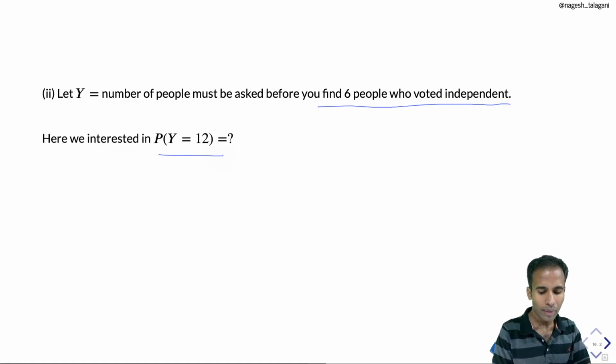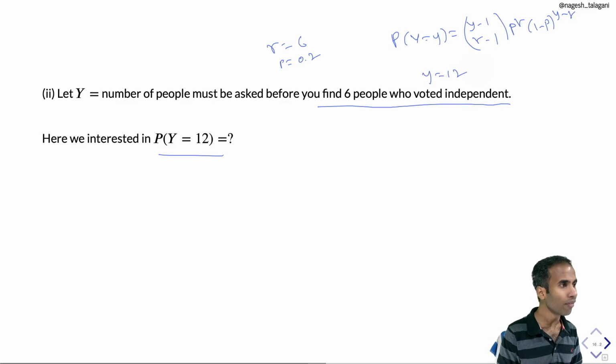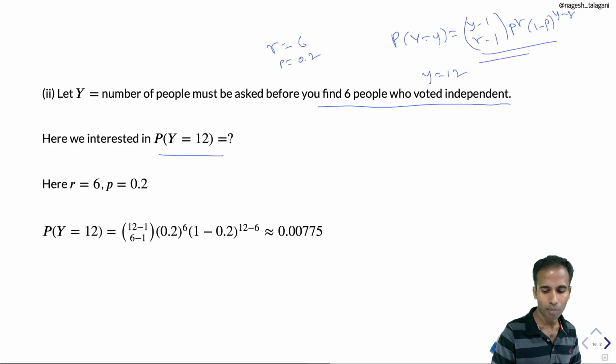Here r equal to 6, p equal to 0.2. Here we know that the PMF of Y is going to be, probability of Y equal to y is what? y minus 1 choose r minus 1, p to the power r, (1 minus p) to the power y minus r. Here the small y is going to be equal to 12. Now let us compute the probability of Y equal to 12 using this PMF.